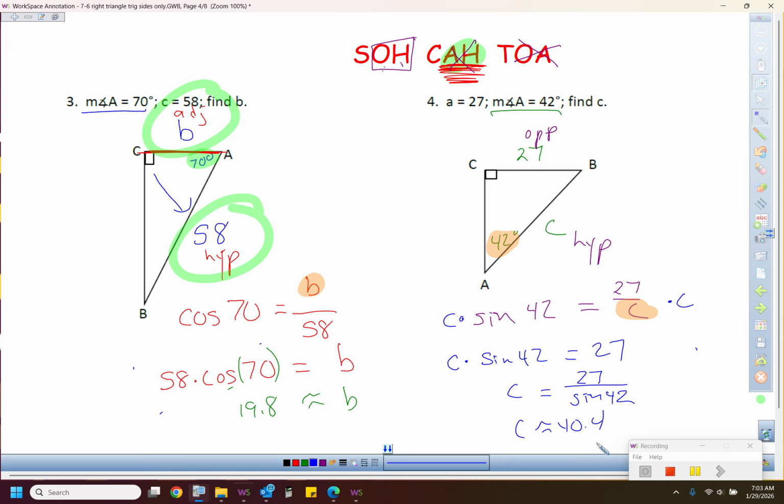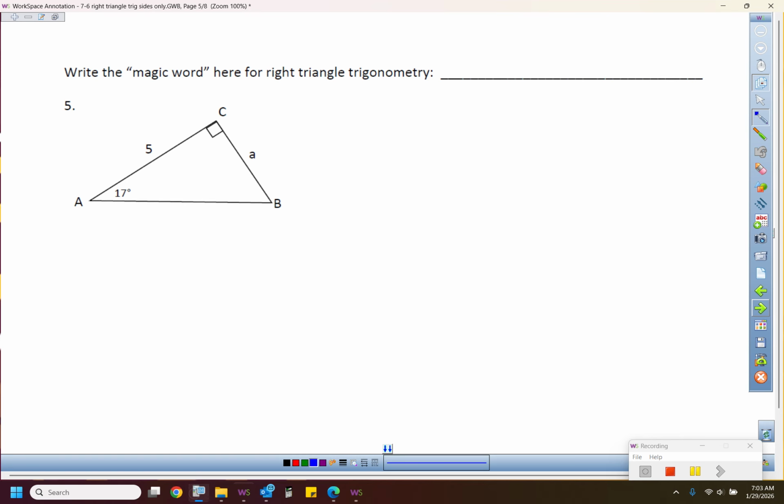40.4 in that case. So weird stuff, man. Just finding a missing side length today. Since we flipped to the new side of the page, I always like to write the word SOH CAH TOA on the top of the page every time. And here's the truth: if you can't spell it, you won't be able to use it, right? So SOH CAH TOA. Please, please, please learn to spell that word.